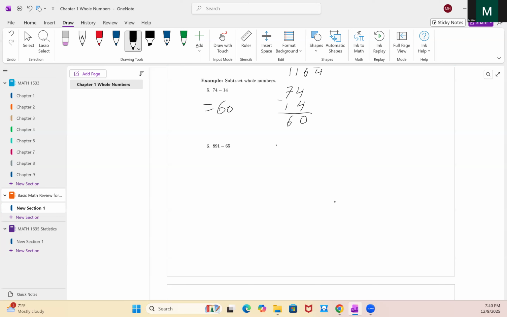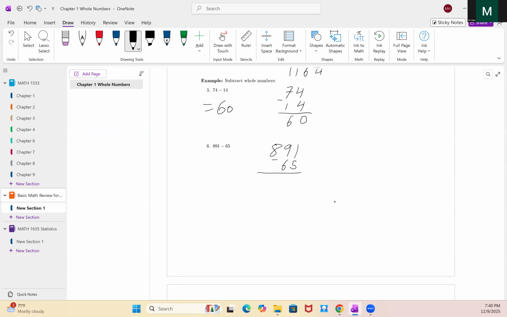Subtract 65 from 891. Again, we align the digits. So the 5 in 65 is the ones place. We align it with the 1 in 891, which has the ones place. And then 6 with the 9. And subtract the bottom number from the top number, digit by digit. So we start from the right.